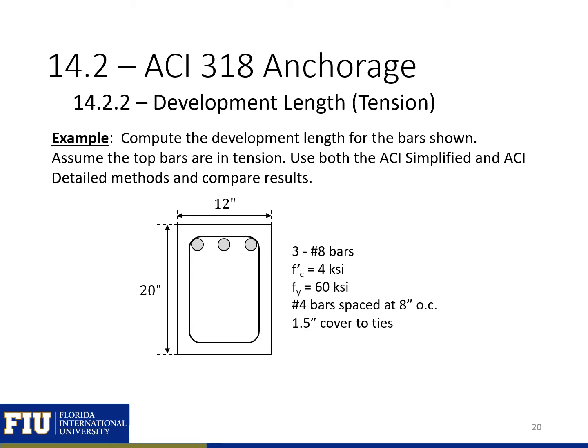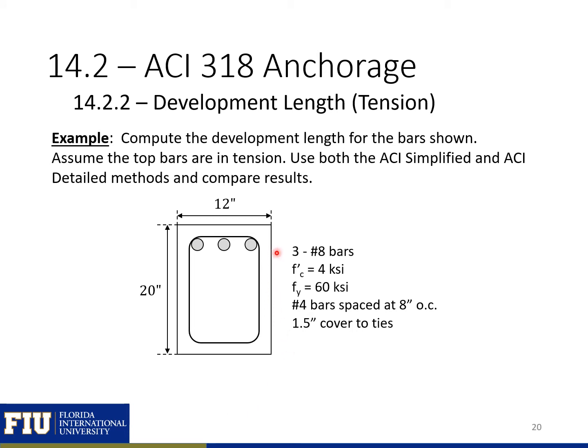On the next couple slides, we're going to compute the development length for the bars shown, and we're going to assume that the top bars here are in tension. So we'll assume that it's a cantilevered beam that we're analyzing. We're going to use both the ACI 318 simplified and ACI 318 detailed methods and compare our results.